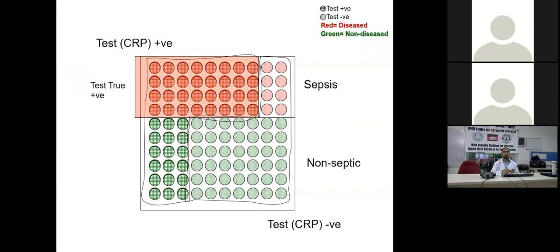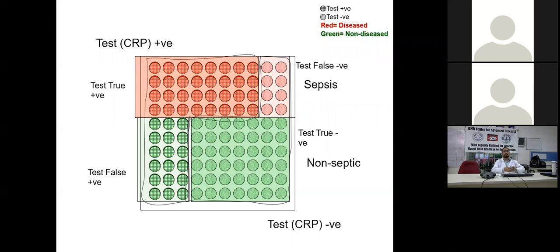So therefore, this group is called the test true positives. That means they have sepsis and the test is indeed truly positive. This group is called the test true negatives. They have no sepsis and the test is indeed truly negative. This group are the test false negatives. That means one would have expected the CRP to be positive, but they have turned out to be falsely negative. And these are the test false positives. That means the CRP had no business to be positive amongst these non-septic individuals, but a certain number has turned out to be falsely positive.